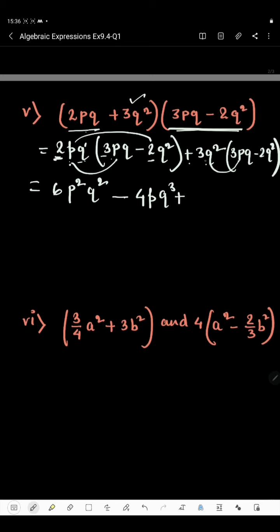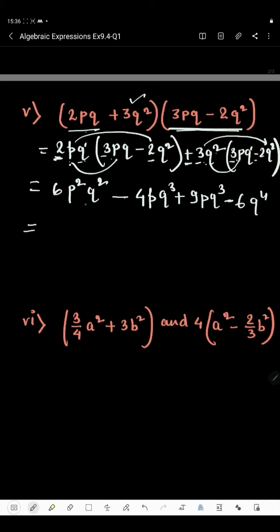So plus 3 into 3, 9, and here p is given only one time, so p, and q is given here 2 and here is 1, so it will be 3. Okay, now 3q square will be multiplied by 2q square, so 3 into 2, 6. Now here plus minus minus. Okay, and how many times is q present? Here is 2 and here is 2, so it's 4 times, so q to the power 4.